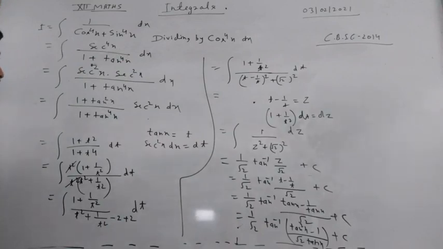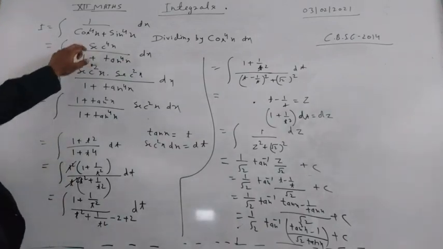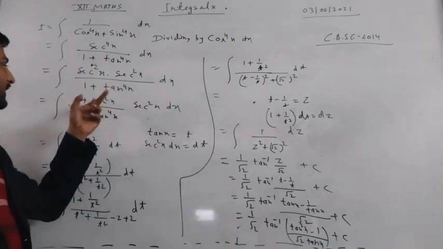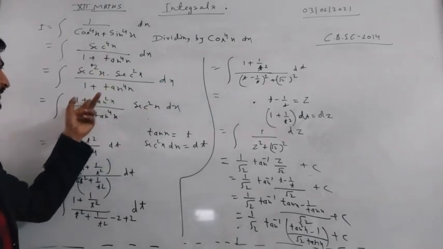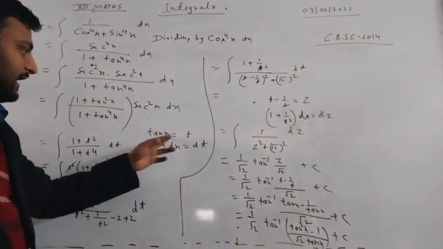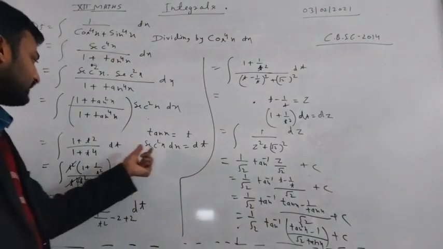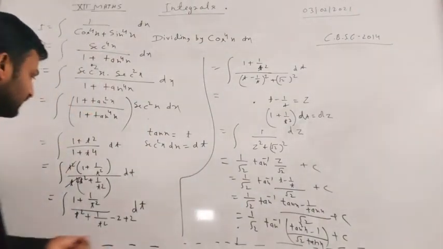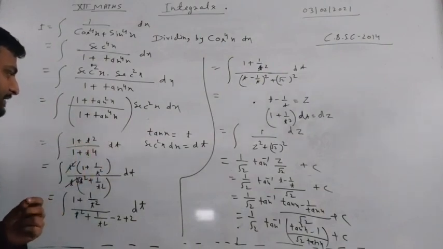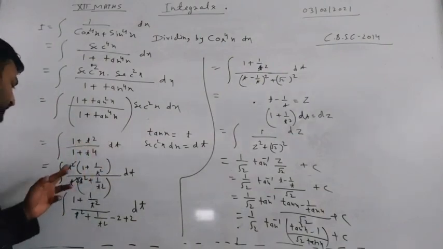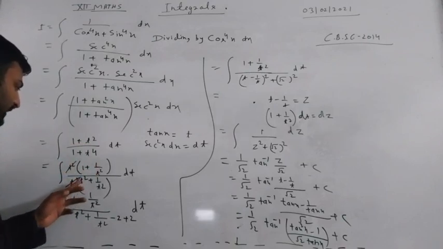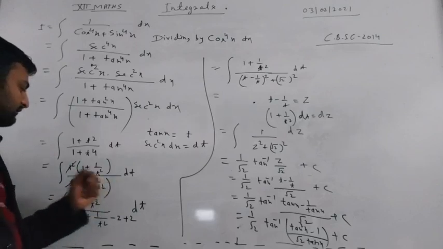Okay, I hope you understand. This we can write sec square x, and this sec square x we can also write 1 plus tan square x dx. Okay students. Now we take tan x as t, so sec square x dx is dt. So here we can write 1 plus t square by 1 plus t to the power 4 dt. And students, taking t square outside, 1 plus 1 by t square, and t square outside. So this is t square plus 1 by t square dt.